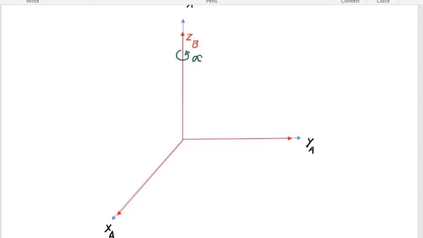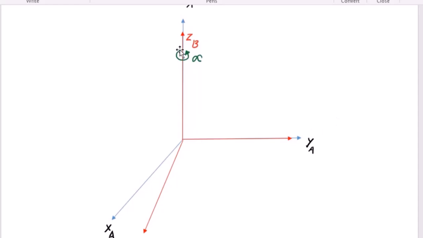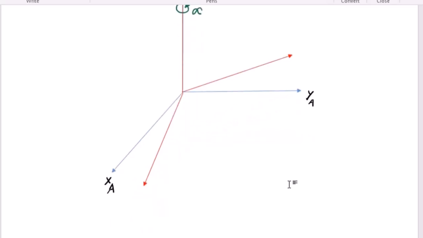Now we rotate by alpha. The rotation of the rigid body of frame B affects the XA. It will rotate. This is now our XB. When you rotate about ZB, these axes are orthogonal, so it will affect the rotation. So with this rotation, our XB was here.